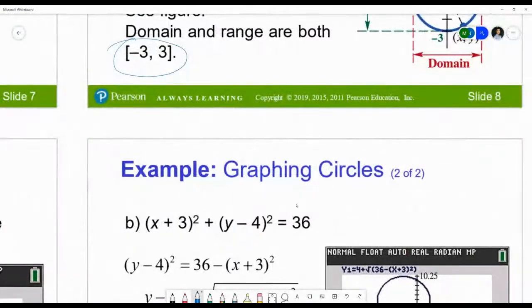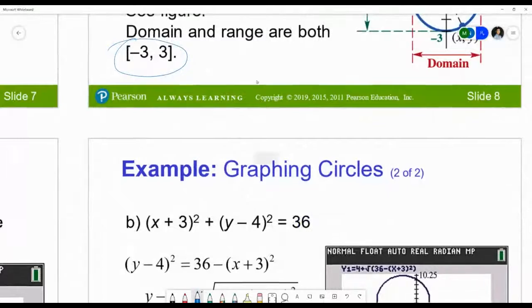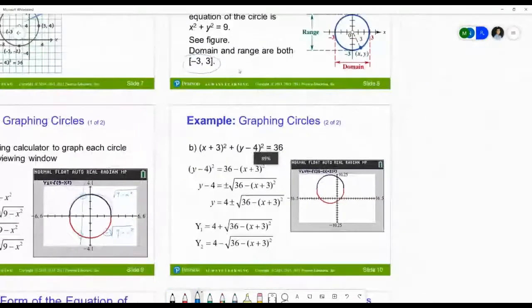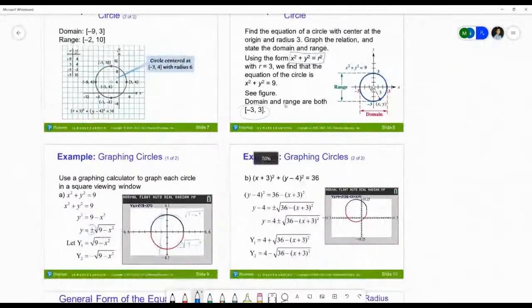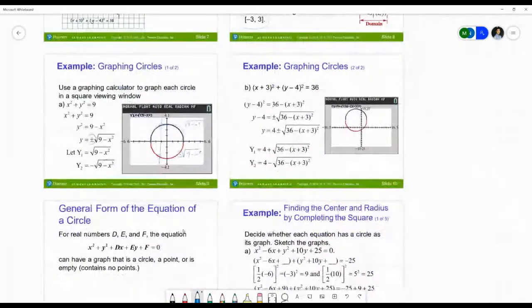All right, let's see part B. Do we have a part B here? Okay.